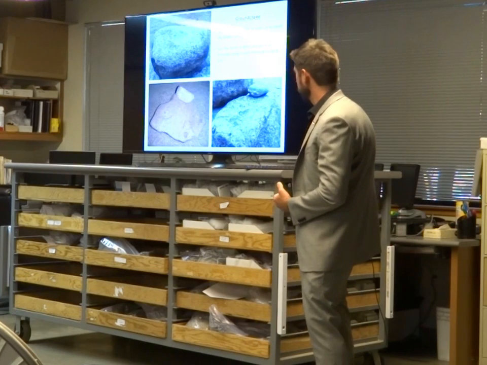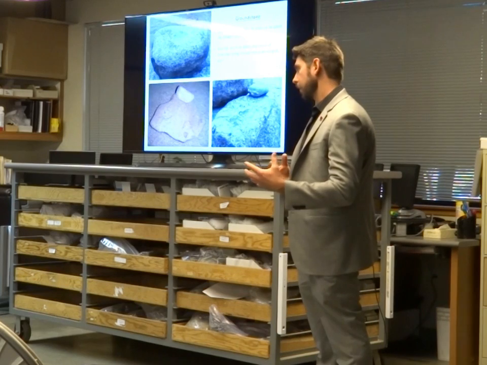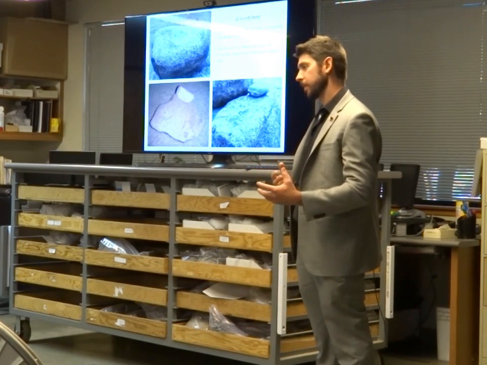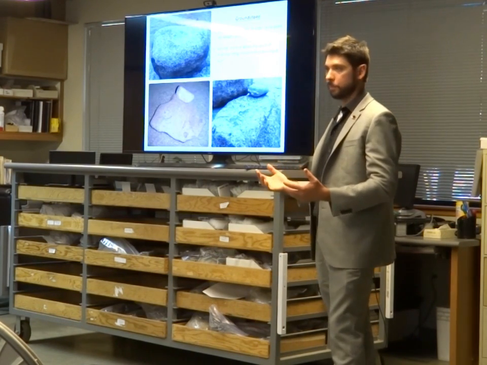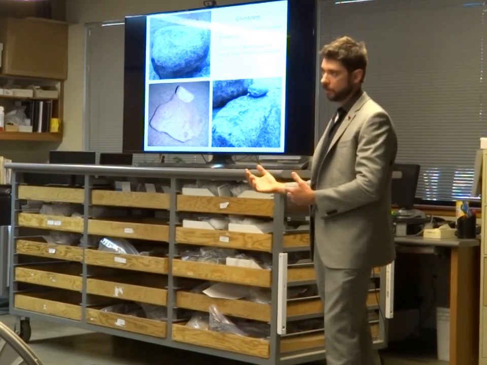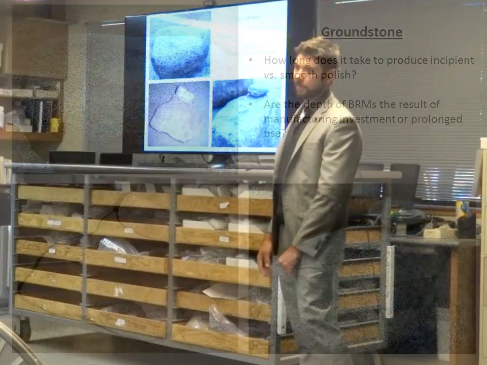This is some of the groundstone that I've made. A couple of questions that I've been thinking about: how long does it take to produce incipient versus smooth polish? Previously, before I did any experiments, I used to think it was a product of use. Prolonged use, you got smooth polish. Now I believe that it's more a product of the hardness of the rock. And then like the depth of bedrock mortars, it's pretty clear to me now that they're definitely manufactured to that depth, and then with prolonged use, you get polish inside that. I wailed on that thing for about an hour with a rock hammer and hardly made a dent.